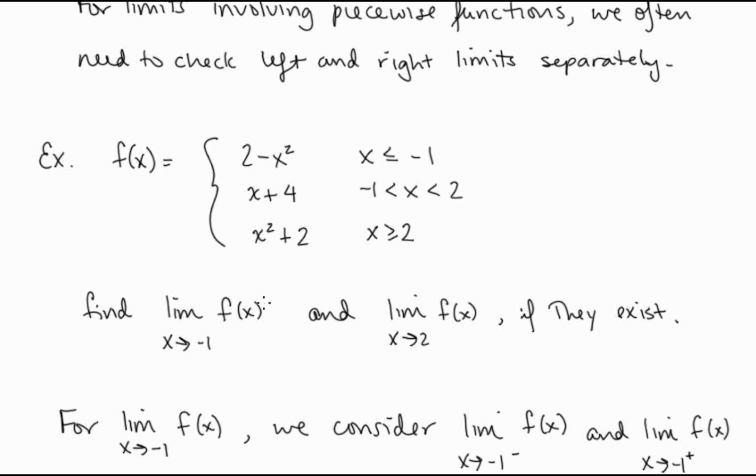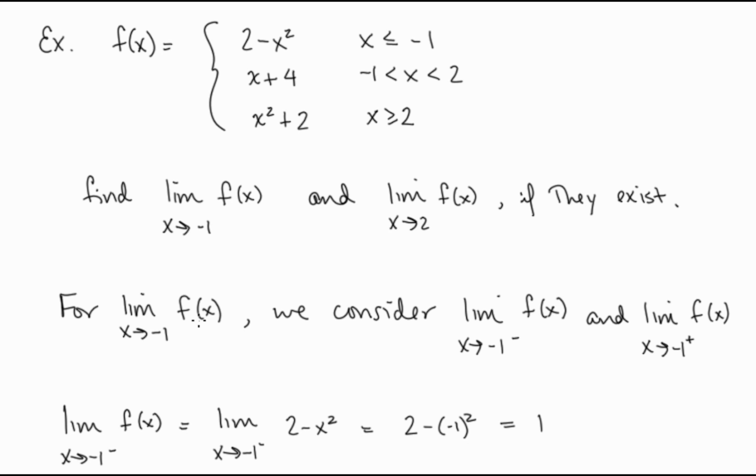And we're asked to find the limit as x goes to negative 1 of f of x and the limit as x goes to 2 of f of x if they exist. So we're talking about the two values, negative 1 and 2, at which the function definitions change. We're interested in the limits at those points. Do those limits exist? Well, for limit as x goes to negative 1, we need to consider the left limit and the right limit because the function definitions are different for x values to the left of negative 1 and for x values to the right of negative 1. For x values to the left of negative 1, we're using this top function 2 minus x squared.